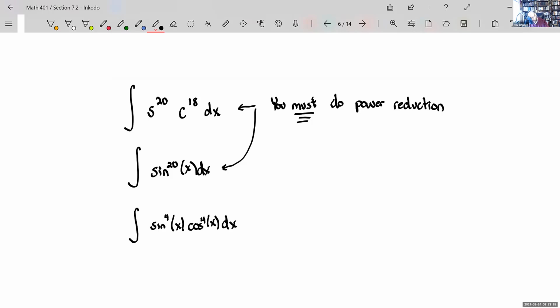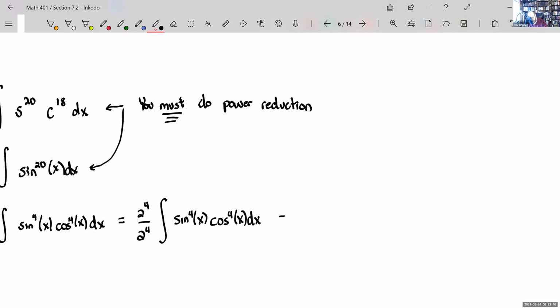When they're the same power, you still kind of have to do it, but you can massage the problem a little bit by multiplying the numerator and denominator by 2 to the 4th, in this case because it's the 4th power of sine and cosine. It's still going to lead to power reduction, so I don't want to give you the illusion that you're not going to have to use it. But if I leave that 1 over 2 to the 4th out front and bring the 2 to the 4th into the integral, I would have 2 sine of x cosine of x to the 4th power dx, but that's a trig identity.